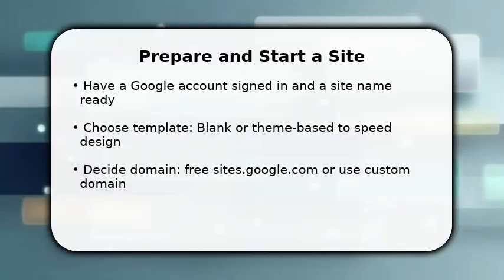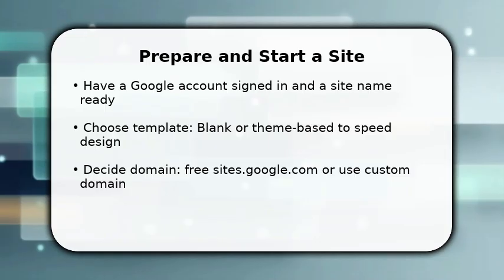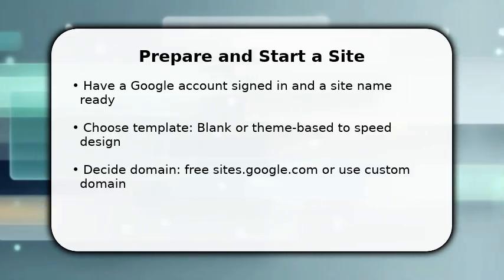Please enjoy the video. You begin by opening Google Sites and selecting a template. This gets you into the editor immediately. Once done, name your site at the top so every change autosaves with context.